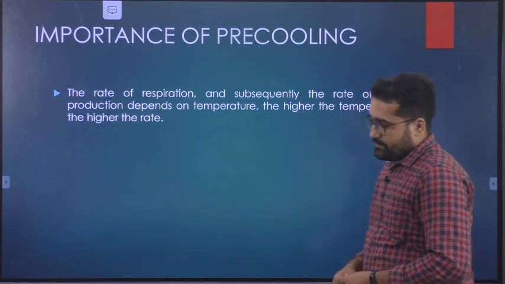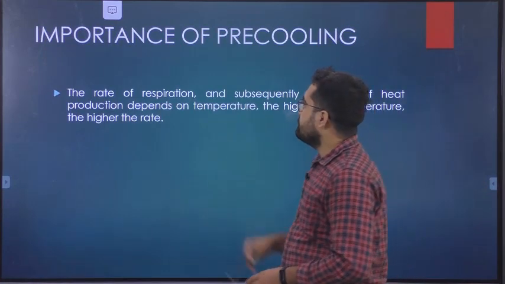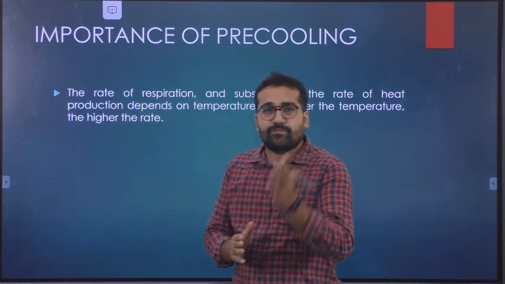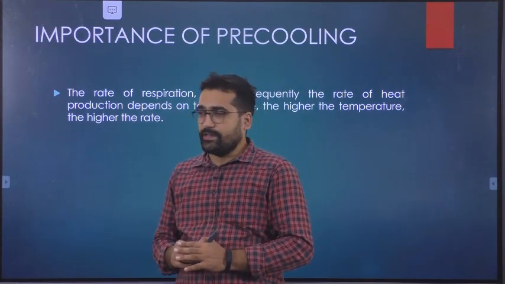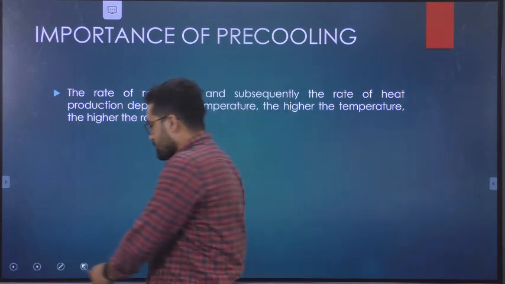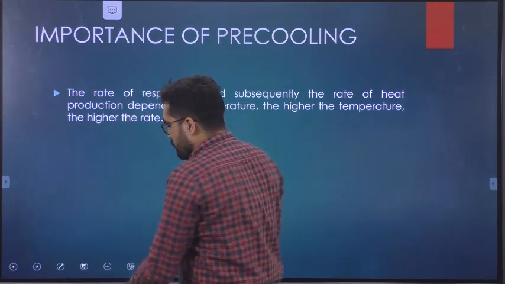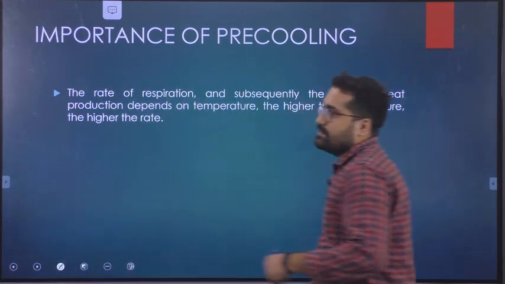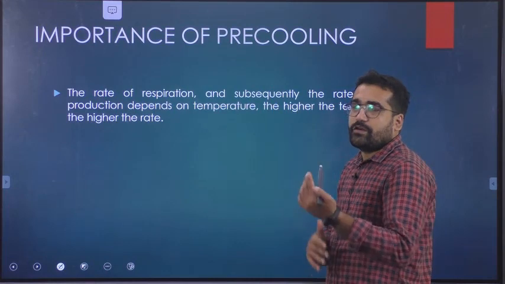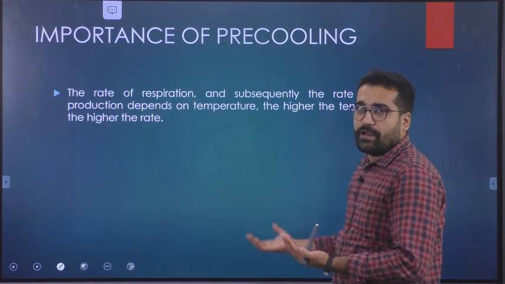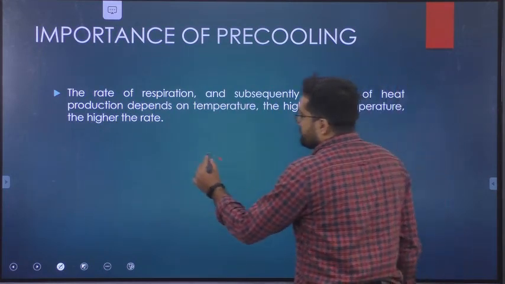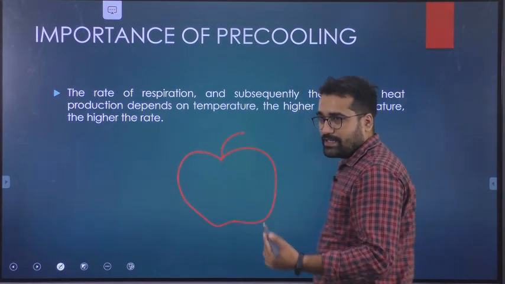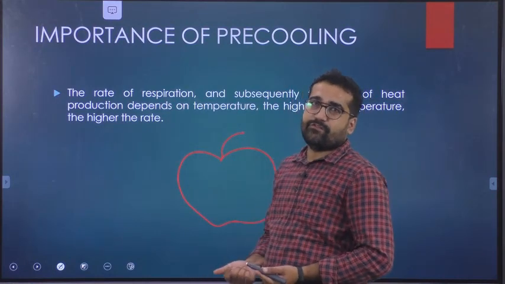The first parameter is the rate of respiration, which our produce has. Suppose we are dealing with apples or any fruit. What happens when we separate a fruit or a product from a plant? They start respiring by themselves. Previously the plant was doing it for them, now they have to respire by themselves.